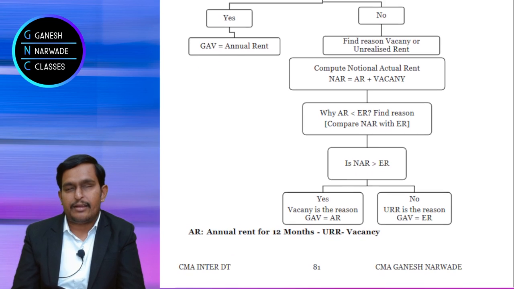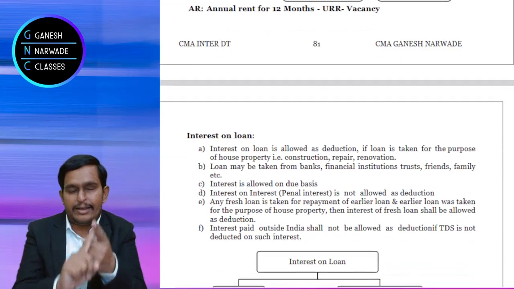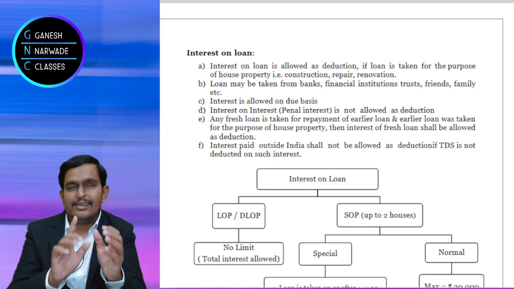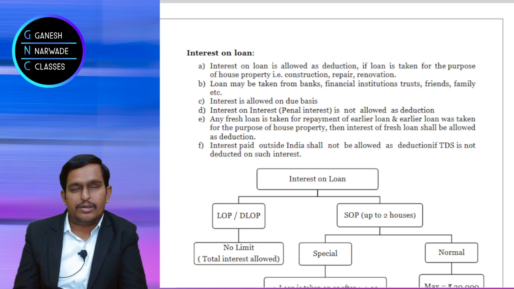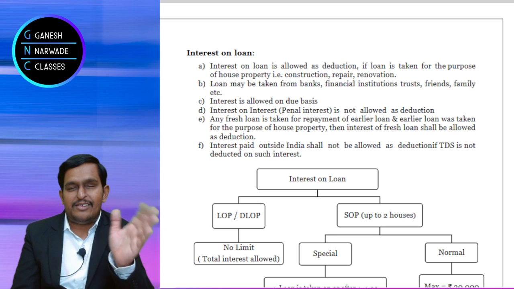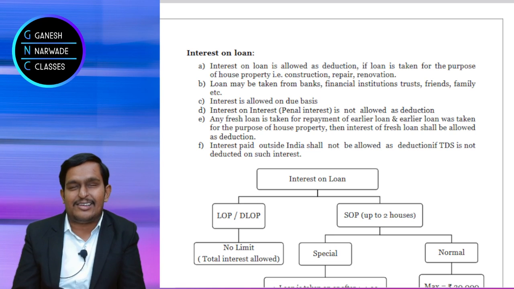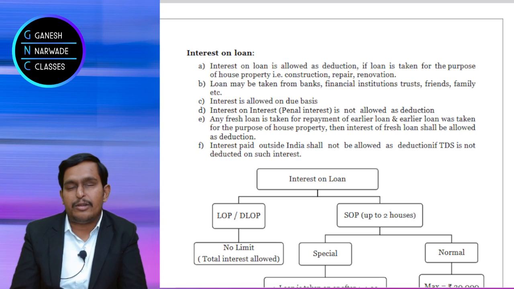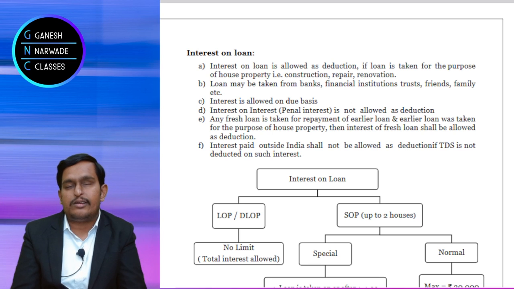Please remember that the loan should be taken for purchase or construction of house property, maybe repairs, renovations. For this purpose you should take the loan. What purpose? Construction, acquisition, repairs, renovations, renewals. Only for this you should take the loan, and the interest element is allowed as deduction. You can take the loan from family, friends, schools, banks, financial institutions, trust, anybody. It's your choice.